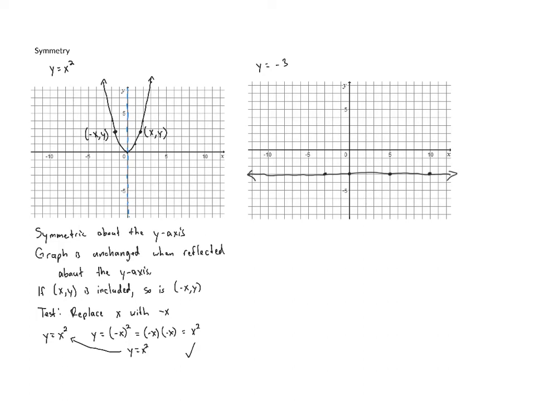Anyways, y equals -3 gives us the graph of a horizontal line. And if you look at this horizontal line and we reflect it about the y-axis, we can see that the right and left-hand sides are mirror images of each other, and so we know that this exhibits symmetry about the y-axis. If you wanted to do the test replacing x with -x, we've got y equals -3. There is no x to replace with -x, so if we rewrite this equation and change any x's to -x's, we still have y equals -3, which is equivalent to the original one. So this is another example of a graph that is symmetric about the y-axis.